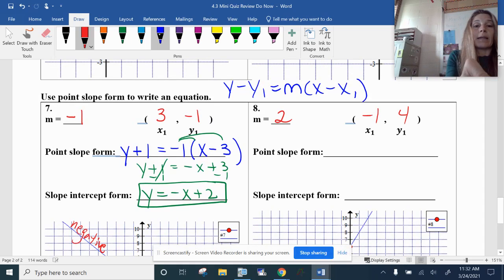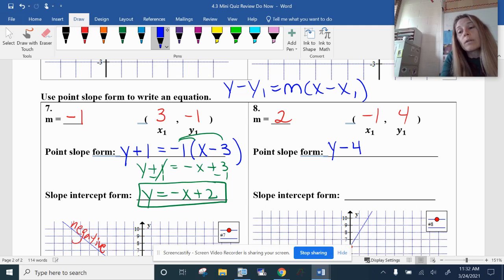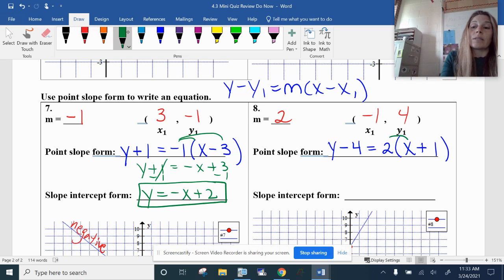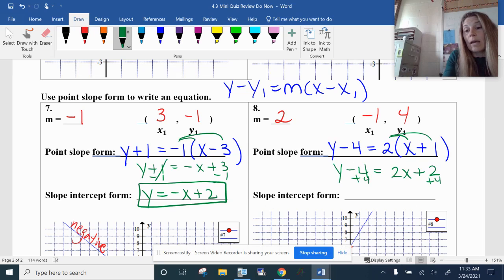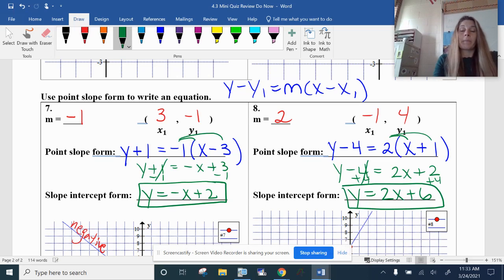So now I'm going to put that into my point slope form. So y minus 4, since that's my y1, equals my slope of 2 times x minus negative 1, which is going to become a plus 1. Now I want to simplify this to get it into slope-intercept form. So 2x plus 2. Add the 4 to the other side, and we have y equals 2x plus 6. And there you go.